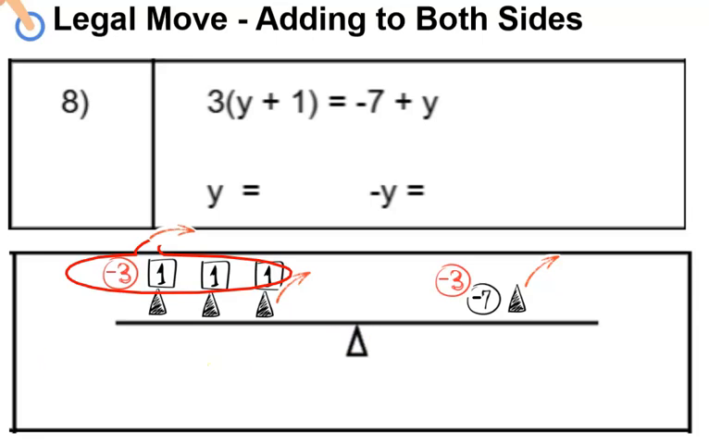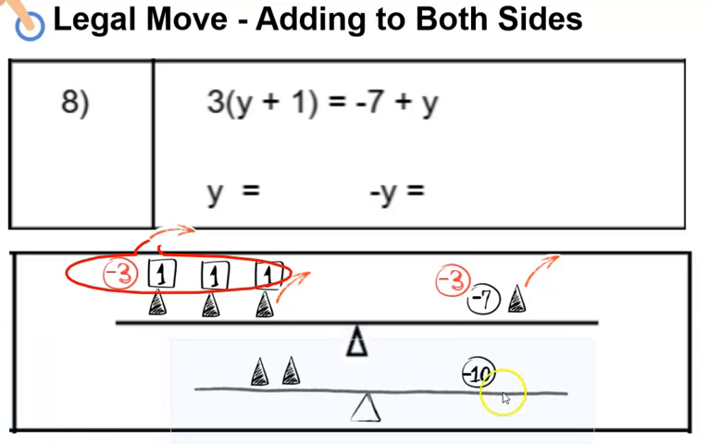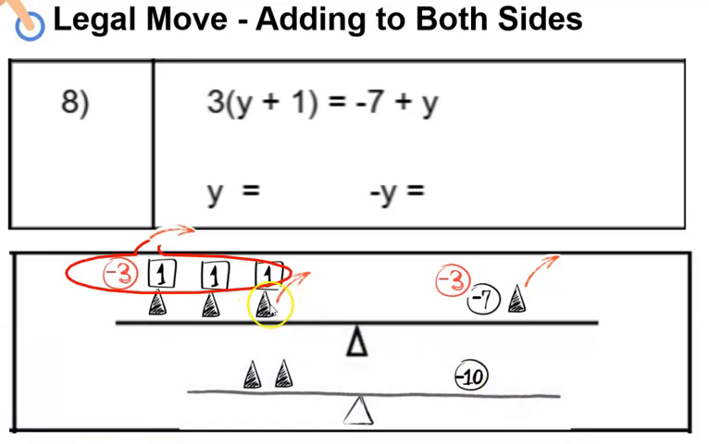And now when there's nothing left to do, I'm going to redraw the scale. What am I left with? And you can see, okay, that one was taken away. I'm left with two y's on one side, and on the other side, I've got that 7, 8, 9, 10. I've got my negative 10.